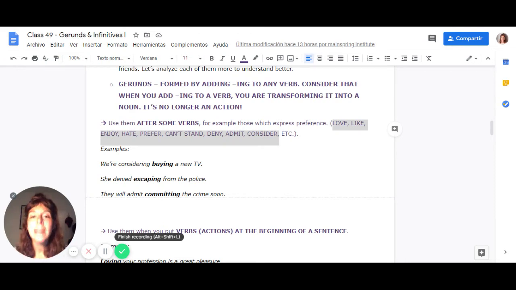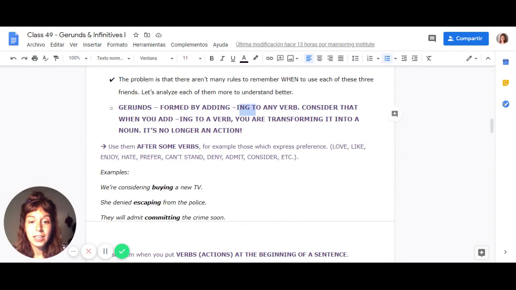Good. Now, remember that when we add ing to the verb, look at the screen now, you are kind of converting it into a noun. Okay, so the action is no longer a verb. Fíjense que no es un tiempo verbal, entonces ya no es un verbo o una acción, sino que se convierte en el sustantivo, en la idea de la acción. Okay? That is a detail, but you should remember that.